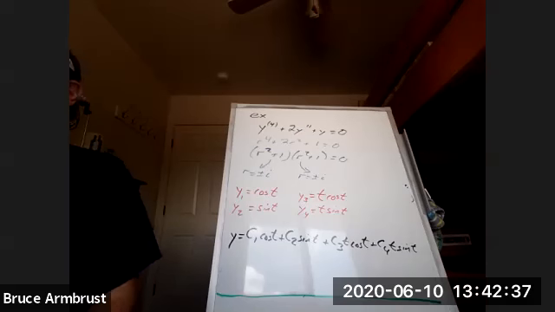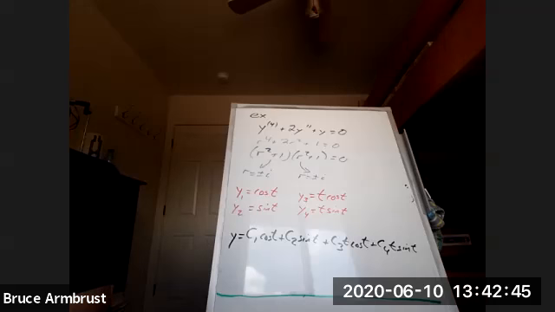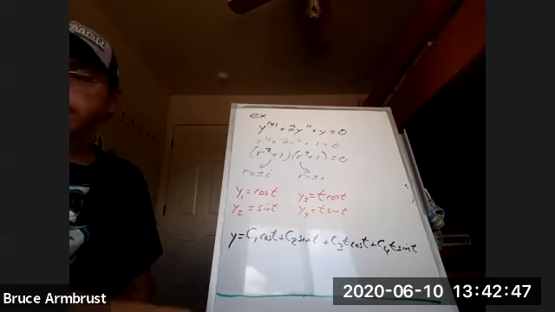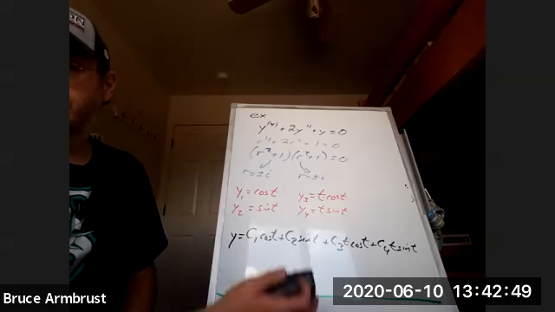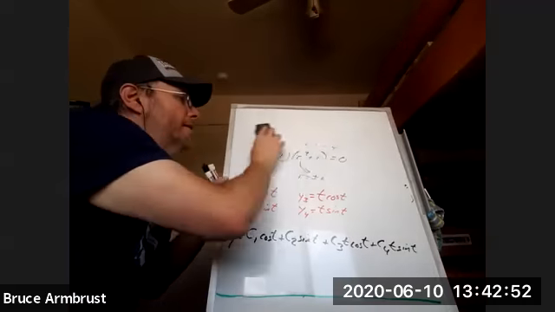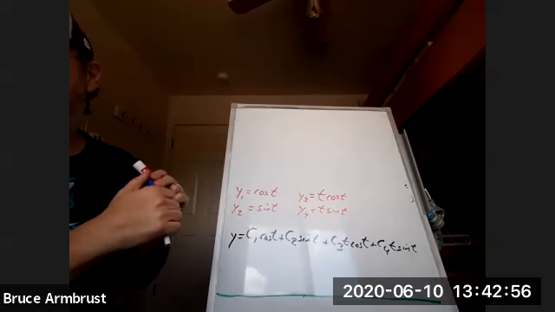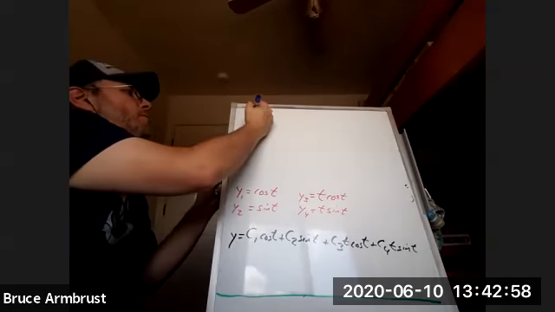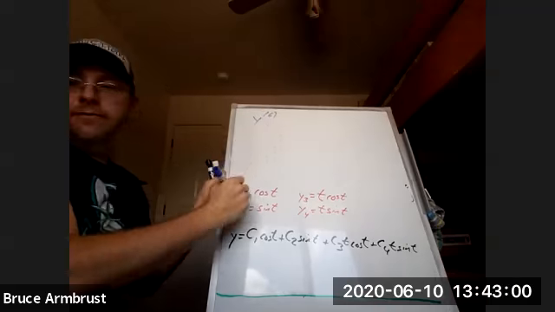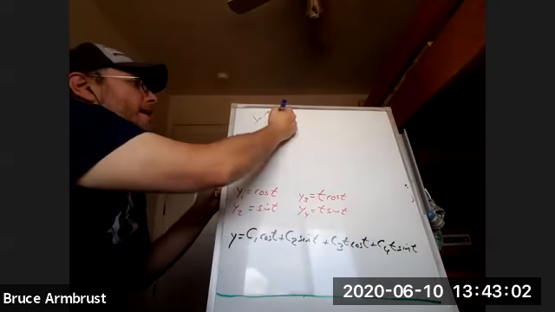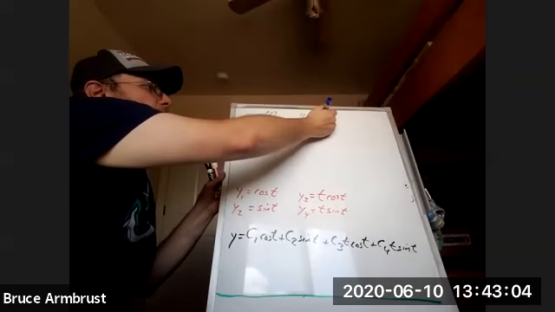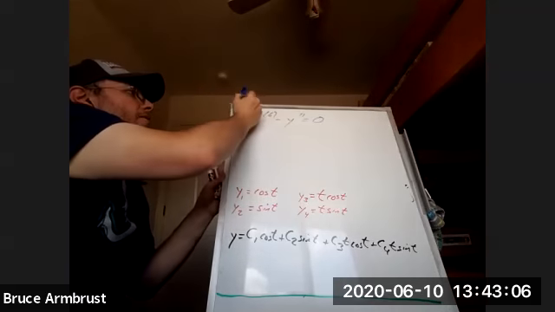All right, let's try another one. We'll do like 2 more of these, and then we'll make them non-homogeneous. All right, so here's another one. Let's go with the 6th derivative of y minus the 2nd derivative of y equals 0.